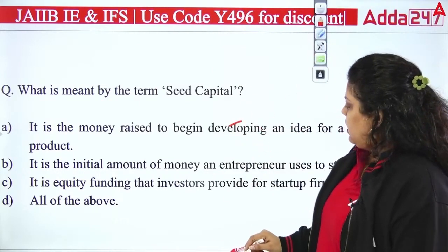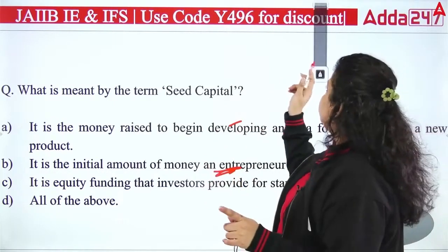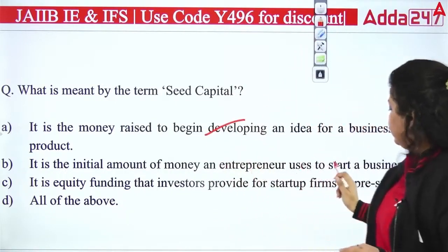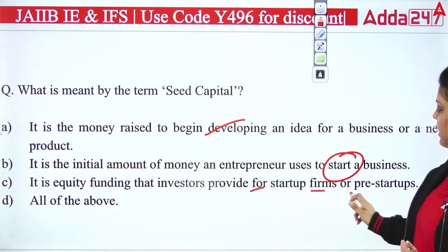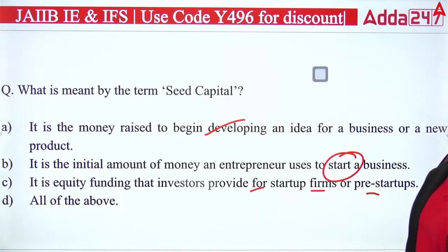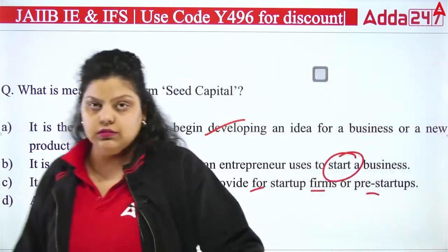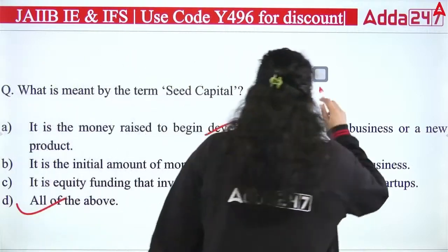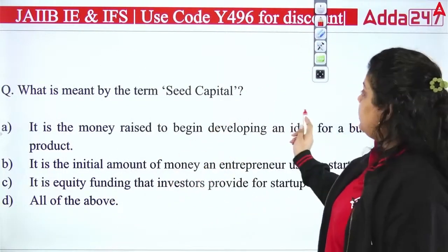An initial amount of money will be required by the entrepreneur. Why is the initial amount of money required? Simply to start a business, and actually you are investing the fund in the startup firm in the pre-startup stage. It means before the person starts the business, the money which is required, that is your seed capital. So all three statements will be correct. Right answer will be D.